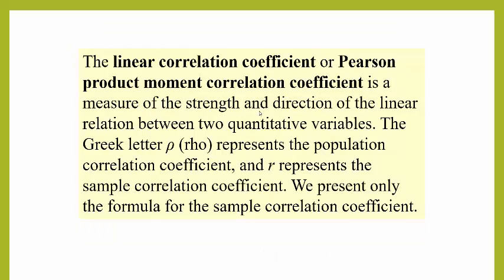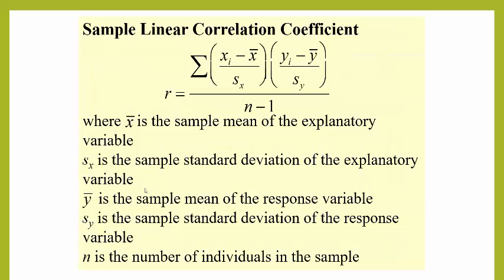Okay, so the linear correlation coefficient, also called the Pearson's product moment correlation coefficient, but we'll just call it the linear correlation coefficient, is a measure of strength and direction. And this is important, it only measures linear relation between two quantitative variables. The Greek letter rho represents the population correlation coefficient, which we won't actually use that much, but we'll use this r right here. So letter r represents the sample correlation coefficient.